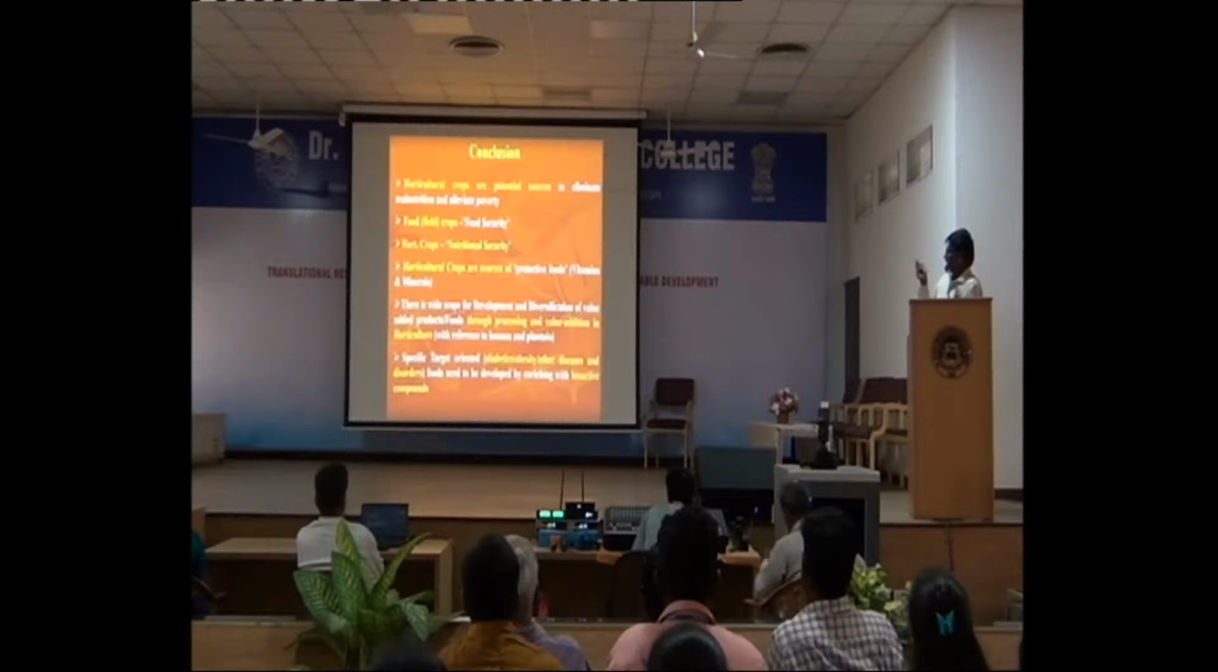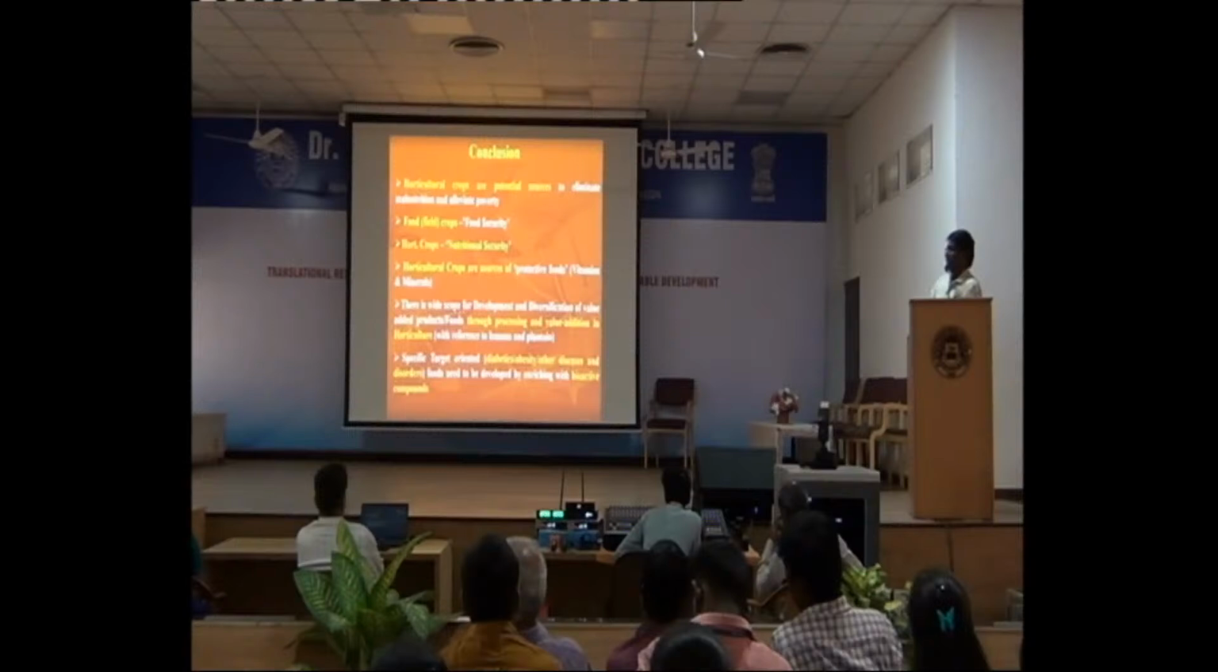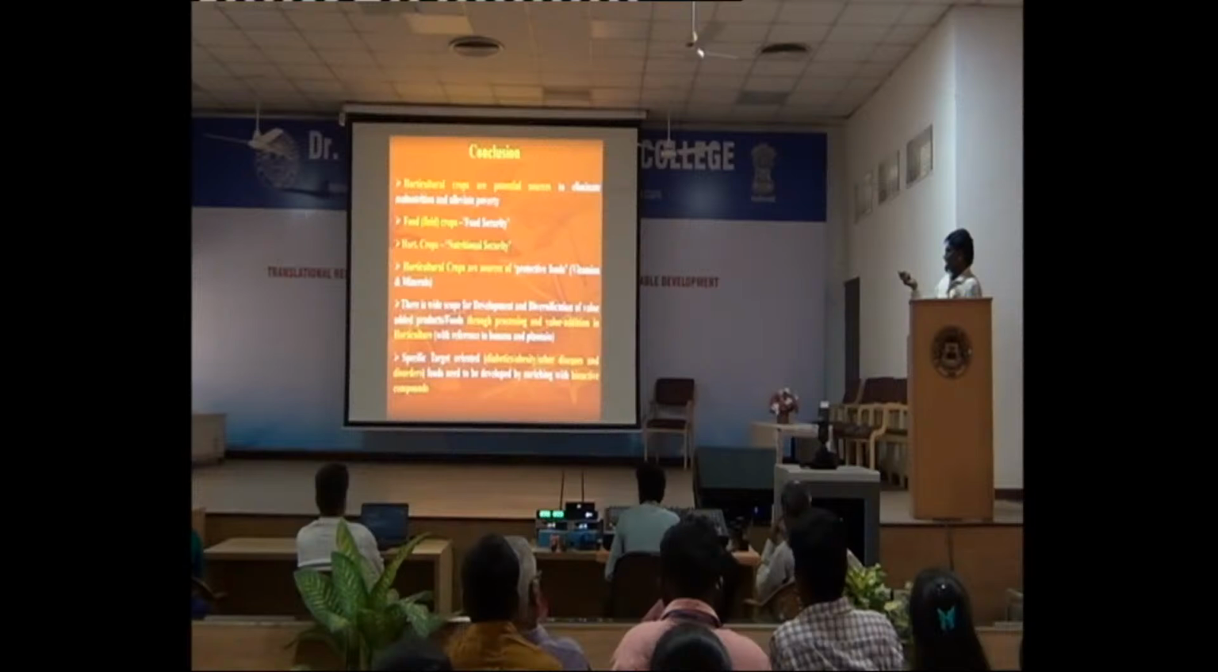There is very good scope for development and diversification of value-added products from horticulture, and also specific target-oriented products for diabetes, obesity, and other diseases and disorders that can be developed by enriching with bioactive compounds. Even for the obesity problem, we have Garcinia indica, kokum juice, which has hydroxycitric acid, good for obesity patients also. So like that, there are a lot of wonders in this place.